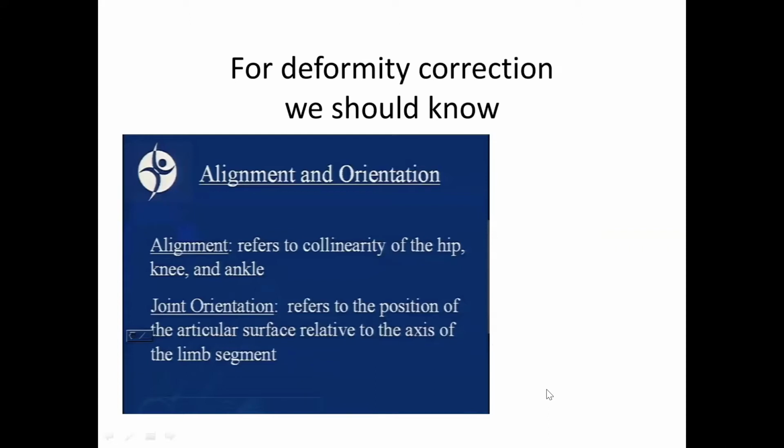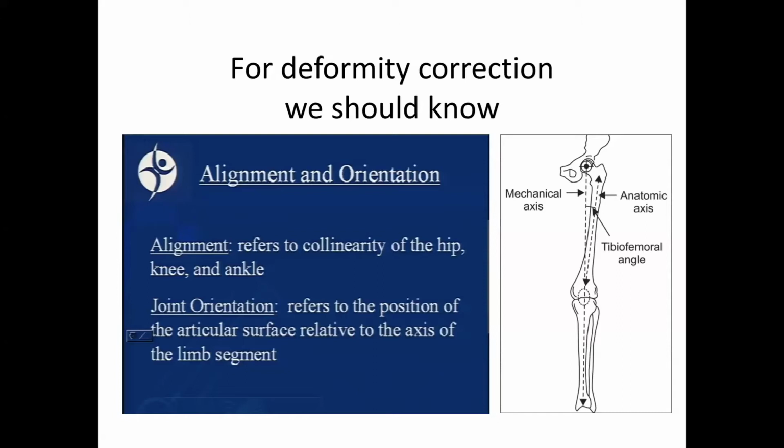So for deformity correction, whether it is around the hip joint, shaft, supracondylar area, or high tibial osteotomy, or around the ankle joint, we should consider two things. Alignment refers to the collinearity of the hip, knee, and ankle joint. That means we are correlating the overall alignment of the limb, from the hip joint to the knee joint and the ankle joint. But only aligning the limb itself is not good enough. To have a proper outcome, we need to have a proper joint orientation also.